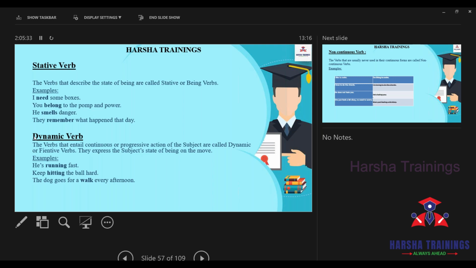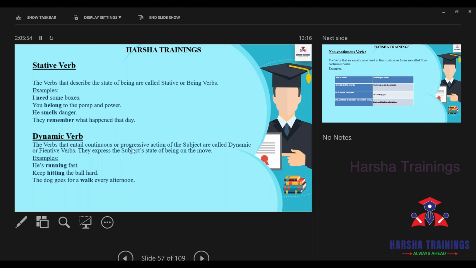He smells danger. We can't literally smell danger. He smells danger means he can sense that some danger is coming. So these verbs state the state of being. They describe the state of being, right? What are dynamic verbs?